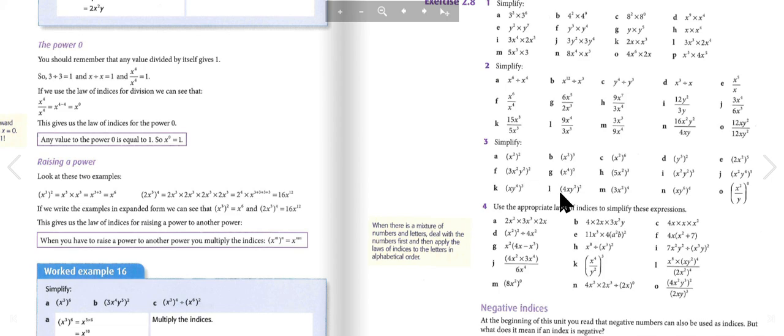(4xy squared) squared. (3x squared) to the power of 4. (xy to the power of 6) to the power of 4. (x squared over y) to the power of 0.